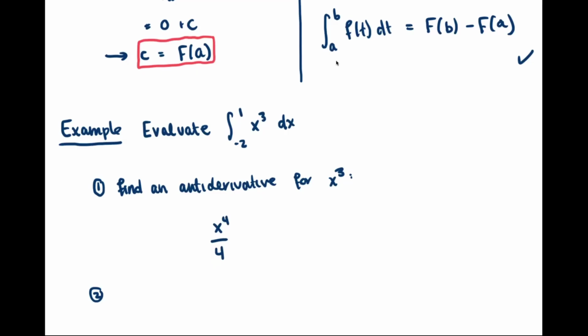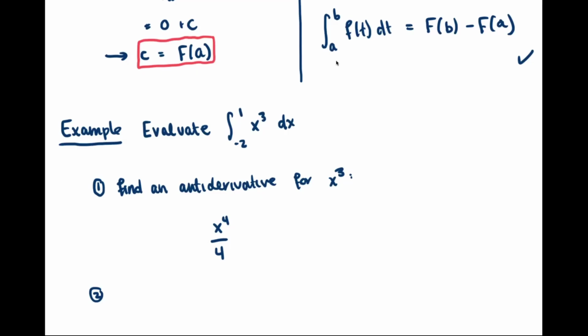If you're asked for an antiderivative for something, you can always check your answer too. If you take the derivative of this, then you should get back the original thing. And we can see here, if we do take the derivative of this, using the power rule, the 4 will cancel this 4 and we'll just be left with x cubed. Okay, so that is x to the 4 over 4.